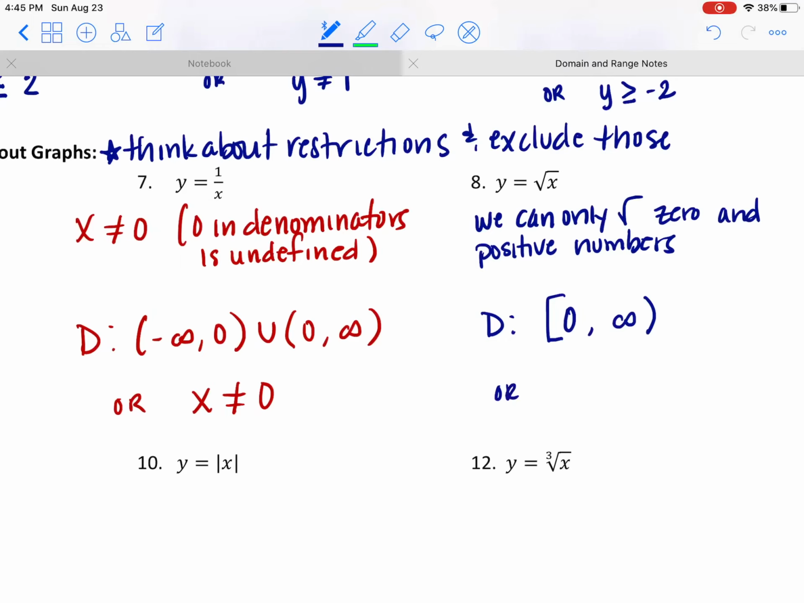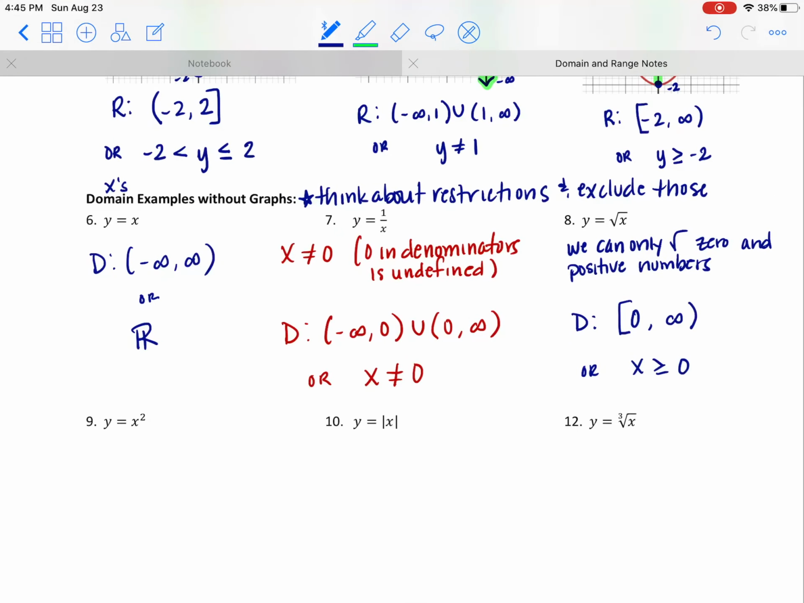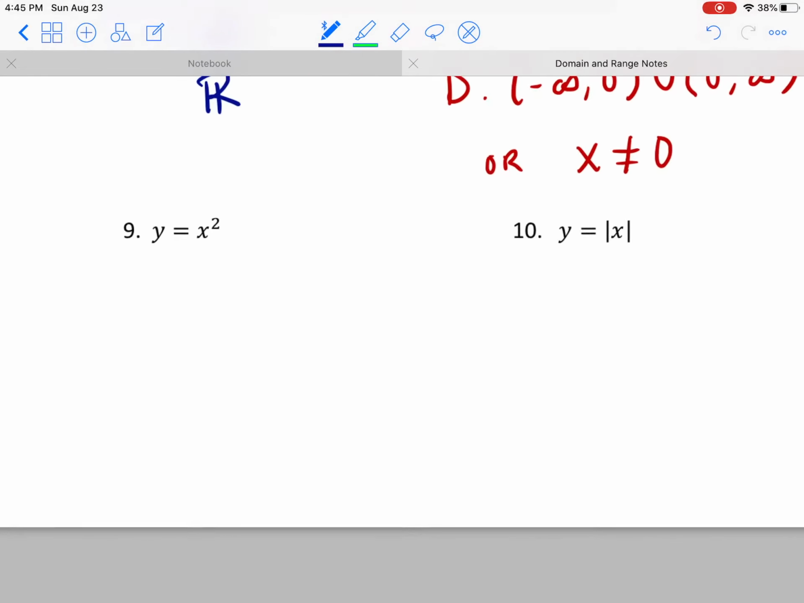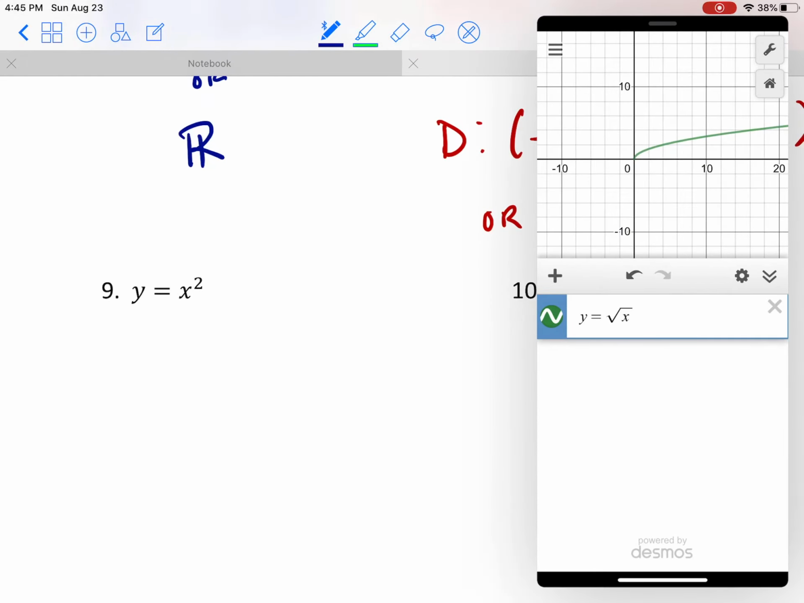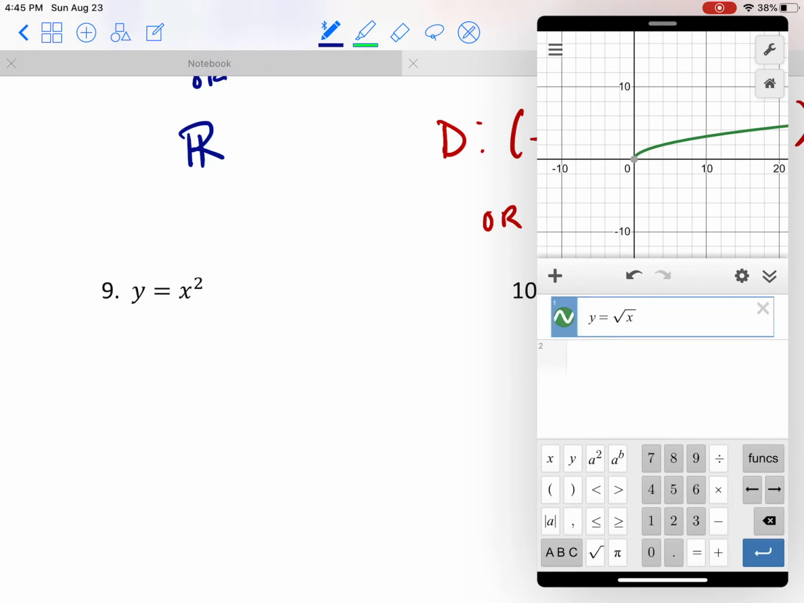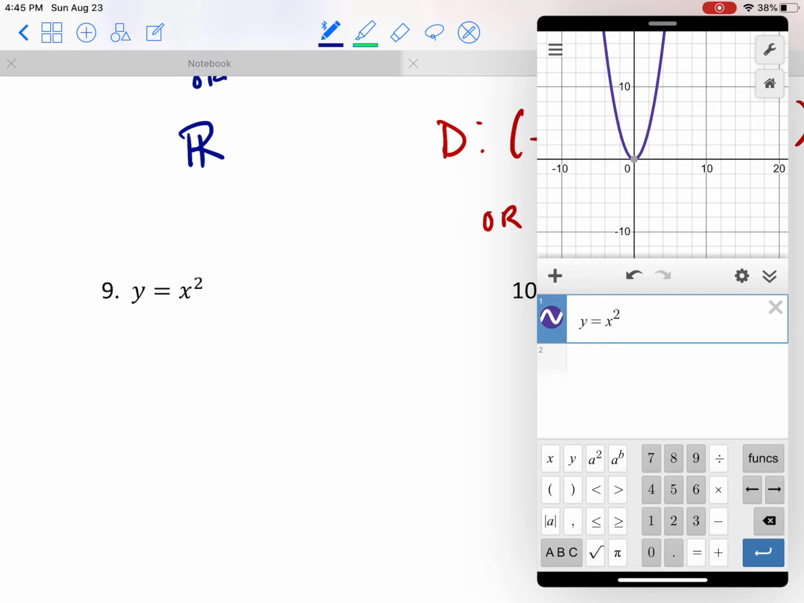So we could say these x's that we plug into this function, they have to be greater than or equal to 0. That's the smallest number that we can take the square root of and have something produced back out for y. And that's why we saw a graph that started at 0 and went right forever. Okay? Now how about number 9? And we can look at this picture. We actually saw this one earlier. Y equals x squared. This is a quadratic. This is a parabola.